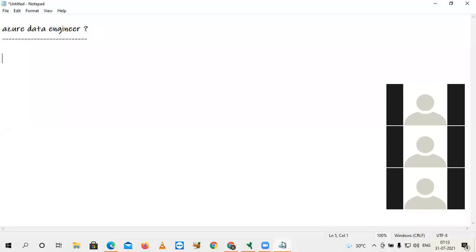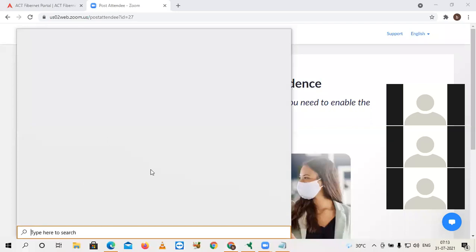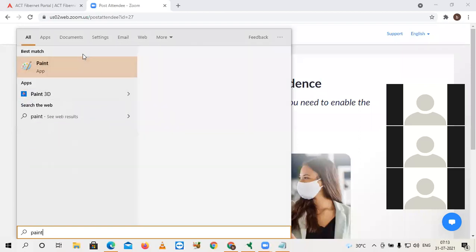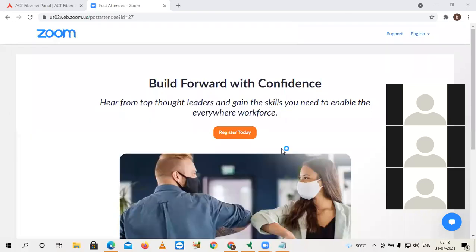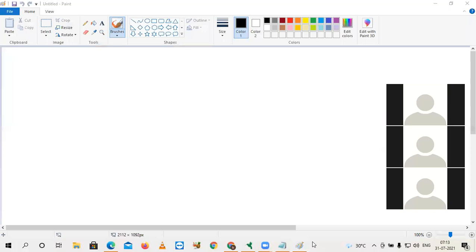Just 1 minute, let me open Paint. Can we also say that it is making the data available for the downstream systems? It might not be specifically for the BI or for data science, but any of the downstream systems. Yes, you can say that one also.